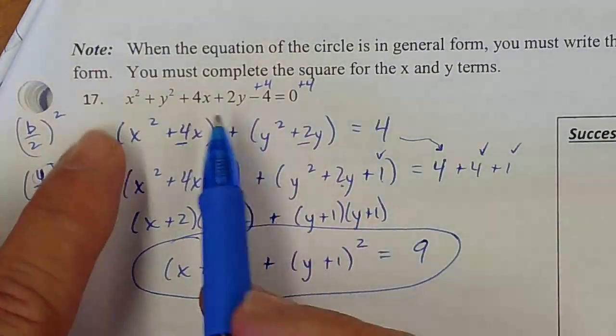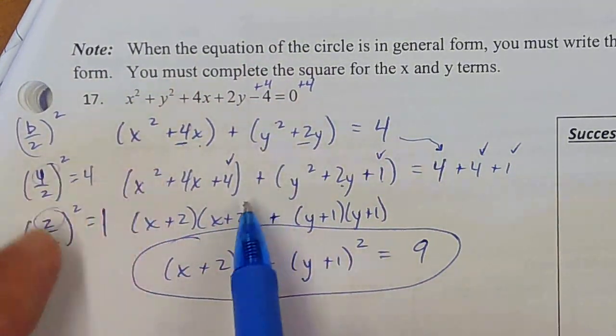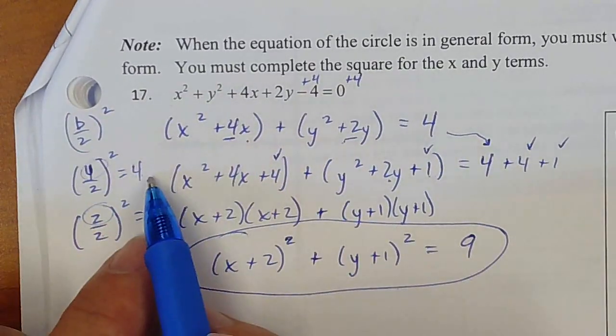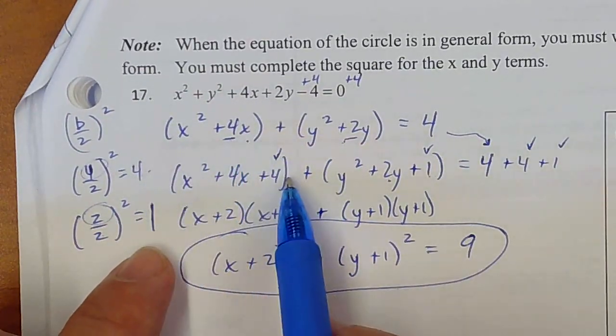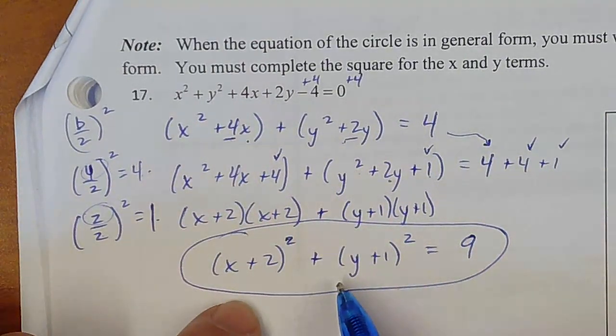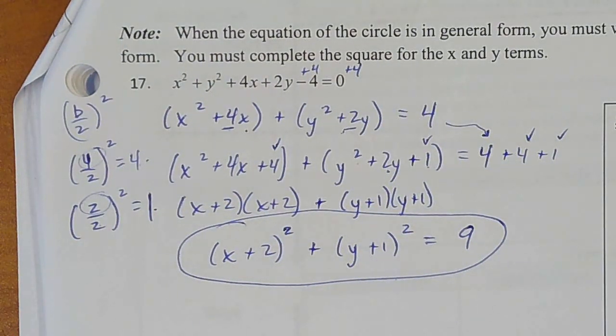Step 1, we rearrange these. Step 2, we took half of these b terms and squared them. So go do the math. Once you get those numbers, you add it to the corresponding quantity. Okay? And then it's pretty easy to factor from there and complete the square. Okay? I'll pause this here and give you a chance to try 18. Go ahead.